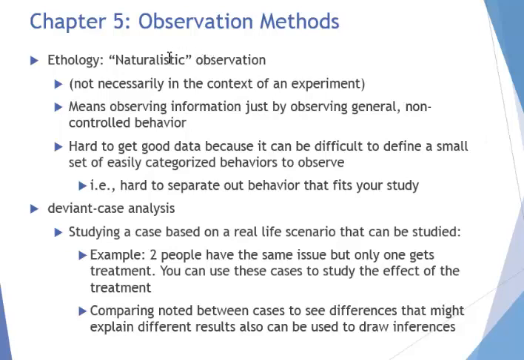First one is naturalistic observation, or ethology. Essentially, what that means is not conducting any kind of controlled experiment in a lab, but just going out in the world and seeing what happens. This means observing general non-controlled behavior. On the one hand, it's hard to get good data because it can be difficult to define a small set of easily categorized behavior to observe. In other words, you don't really have control over what you're observing.